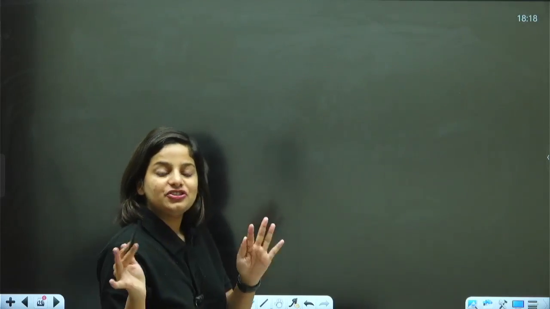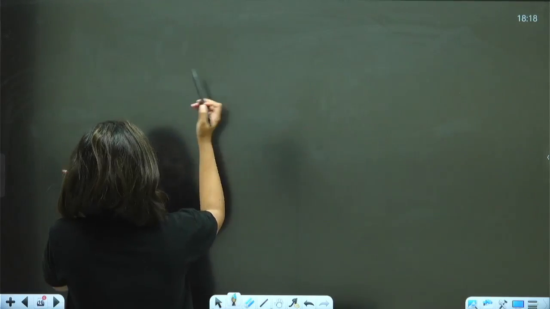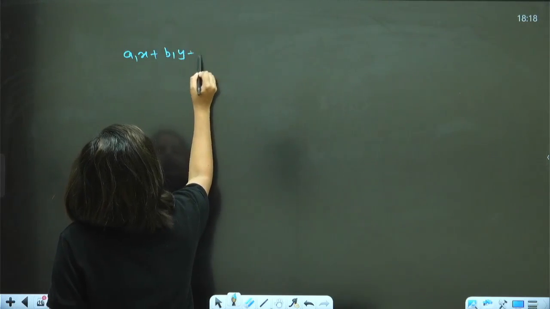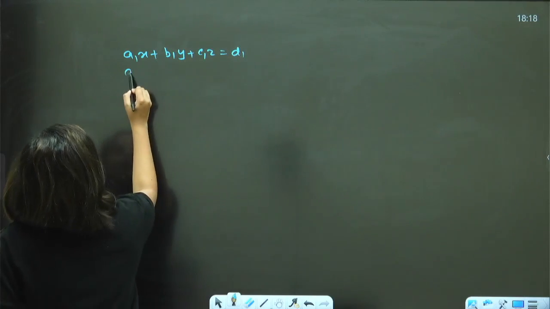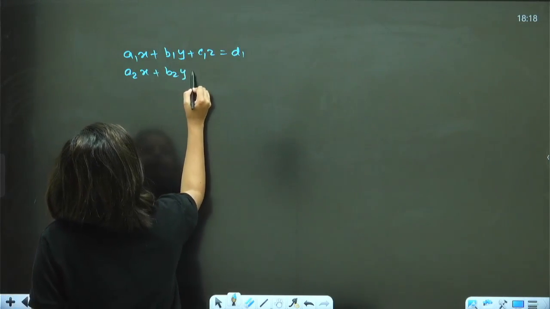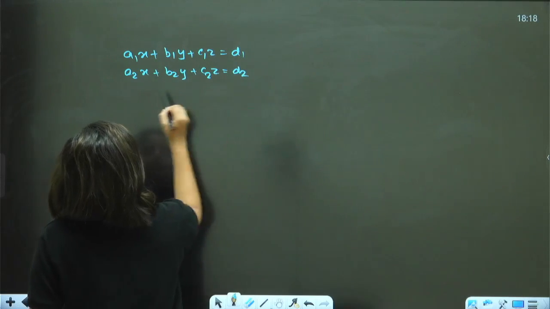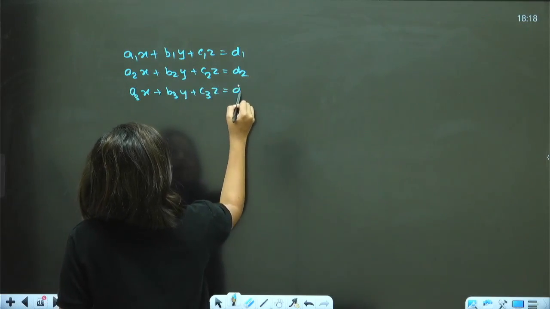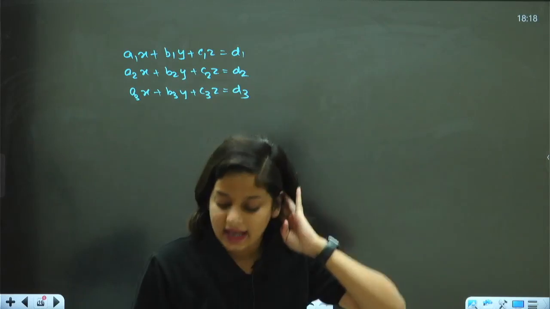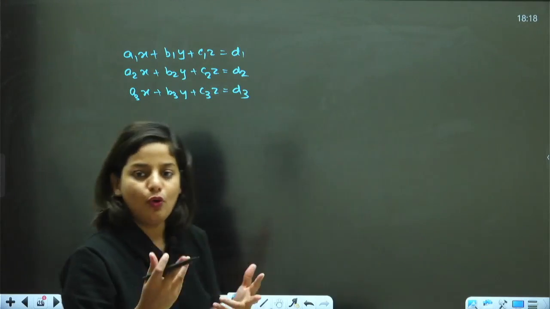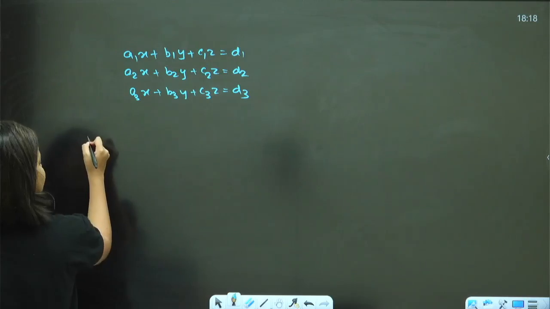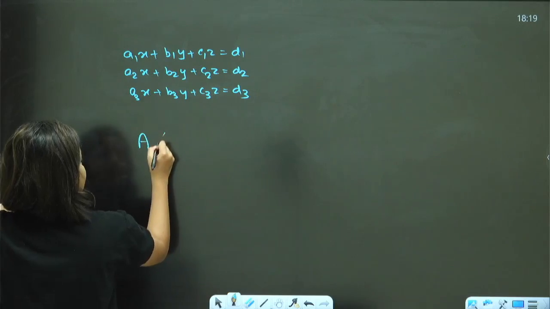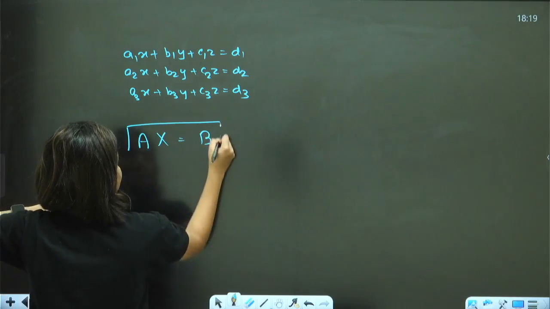Whenever we solve questions on this system of linear equations, we have three equations: a1x, b1y, c1z equal to d1, a2x, b2y, c2z equal to d2, a3x, b3y, c3z equal to d3. Now this is for order 3, having 3 variables; we can go for order 2 also. In our syllabus, the above equation can be represented in matrix form as follows.